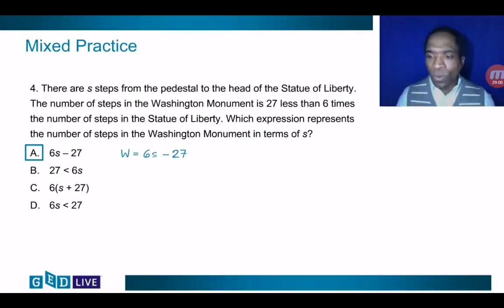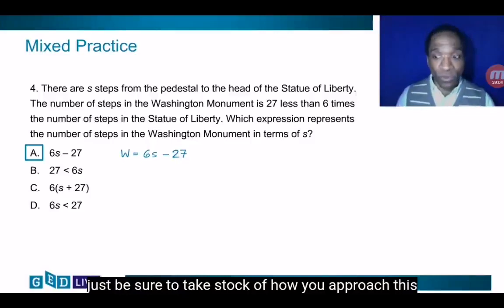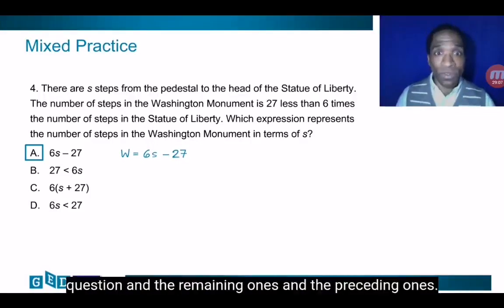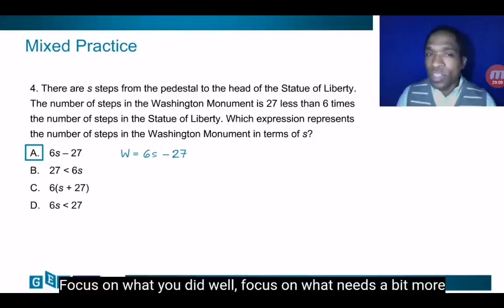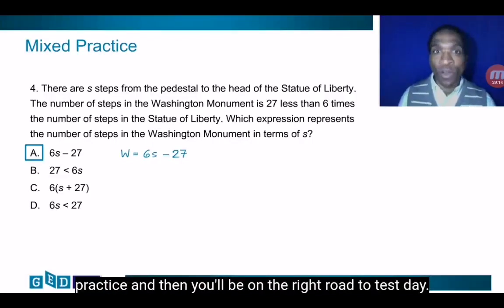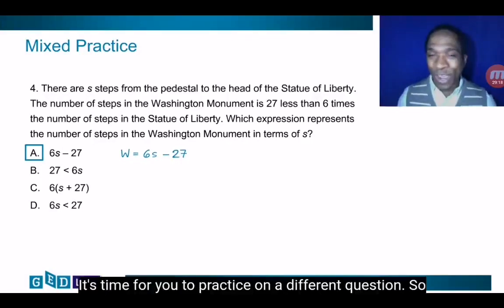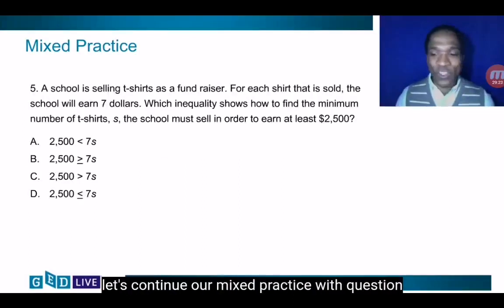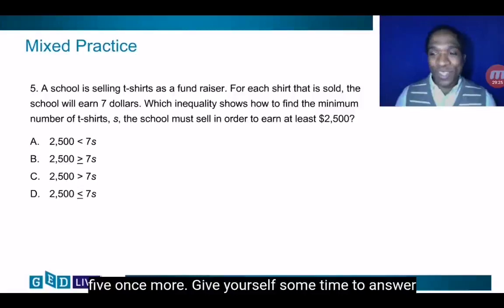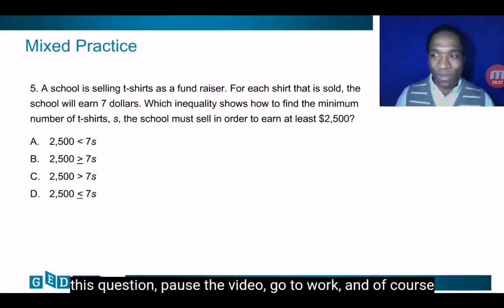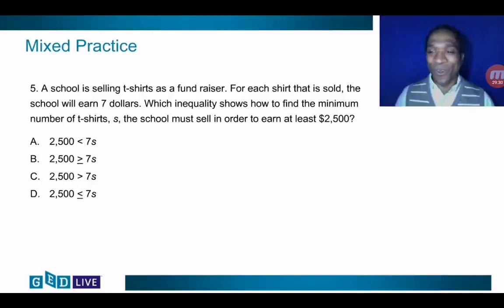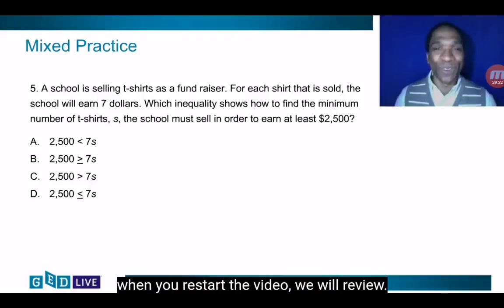Now, how did that go? When you review this lesson, just be sure to take stock of how you approach this question and the remaining ones and the preceding ones. Focus on what you did well, focus on what needs a bit more practice, and then you'll be on the right road to testing. Now, it's time for you to practice on a different question. So let's continue our mixed practice with question 5. Once more, give yourself some time to answer this question. Pause the video, go to work. And of course, when you restart the video, we will review.